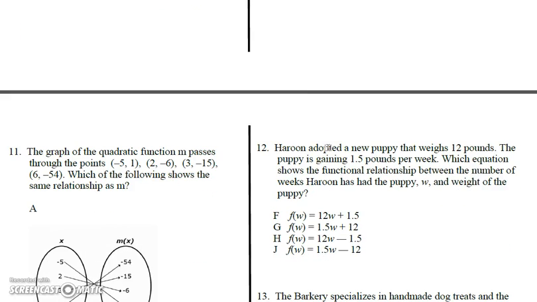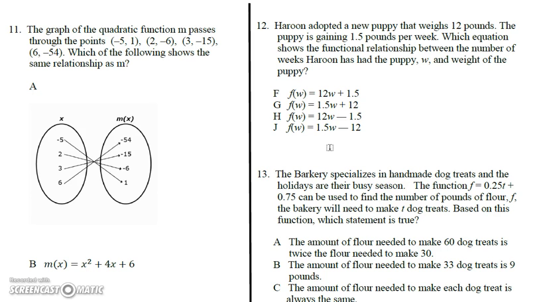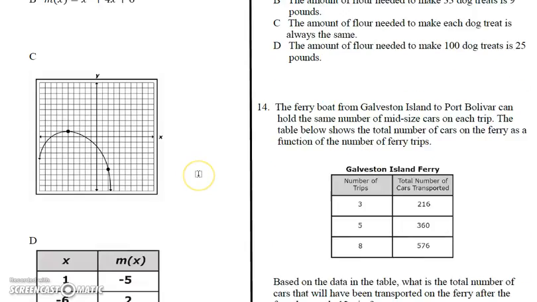Okay, guys. Number 11, you do the same thing. It says the graph of the quadratic function passes through these points, and you need to know which is the same relationship. So, let's look at this. They are talking about a quadratic function, right? So, I'm going to look right away at these points. Negative 5 goes with 1. 2 goes with negative 6. 3 goes with negative 15, and 6 goes with negative 54. Very simple question.